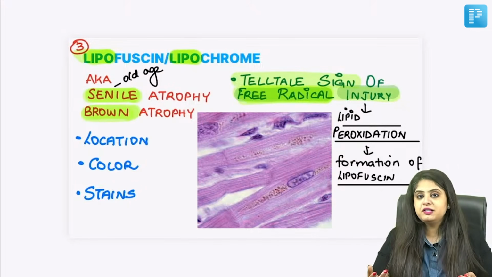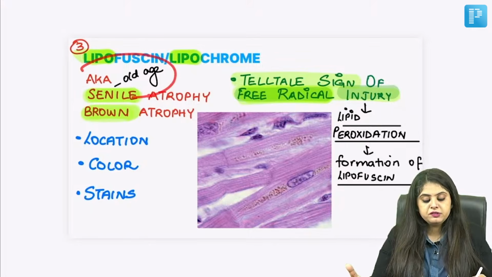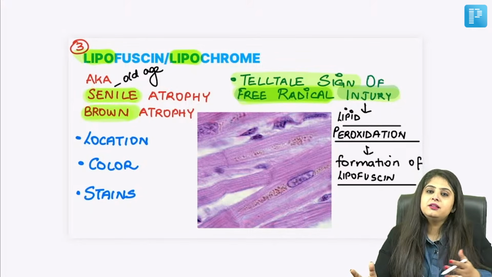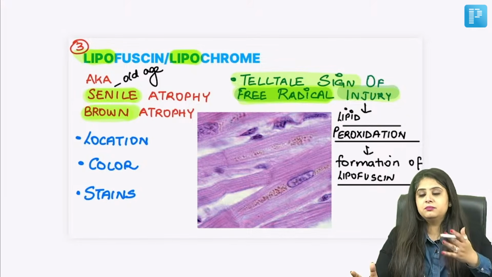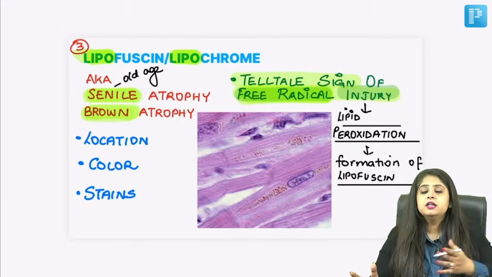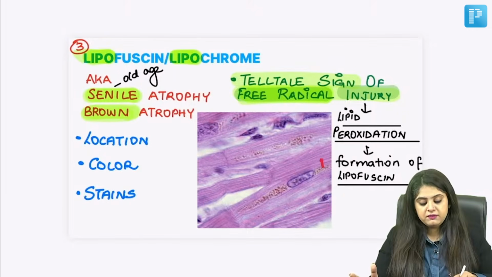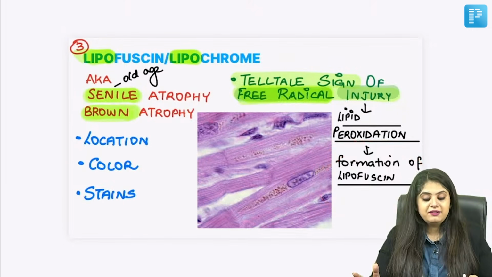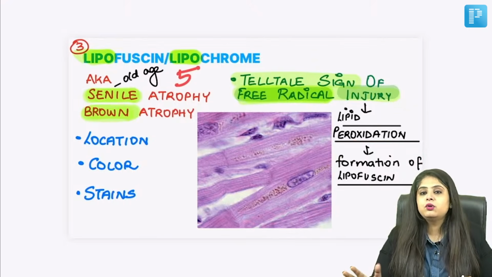Yes, so if you see an 85-year-old person, he has gone through so many years of air insult, water insult, so many years of damage. So he will have a lot of lipofuscin. Whereas a 5-year-old baby has not gone through so much insult from the environment, so he will have very little or no lipofuscin.